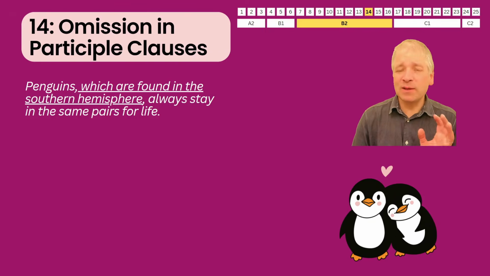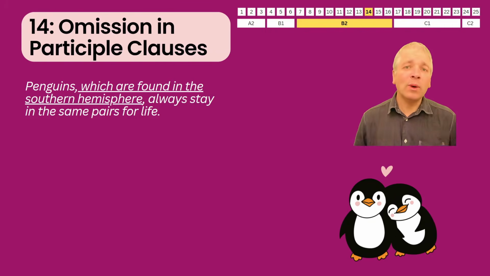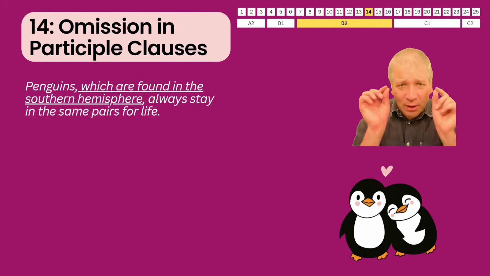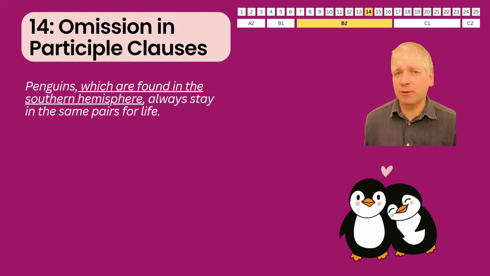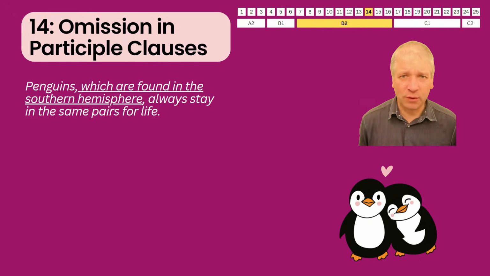Look at this sentence here. Penguins, which are found in the southern hemisphere, always stay in the same pairs for life. So here we are talking about all penguins. We don't mean just the penguins in the southern hemisphere. We mean that all penguins are in the southern hemisphere. We're describing all penguins, not just some penguins. This is called a non-defining relative clause because the relative clause gives us information that is about everything to do with the noun, not just some of the noun.